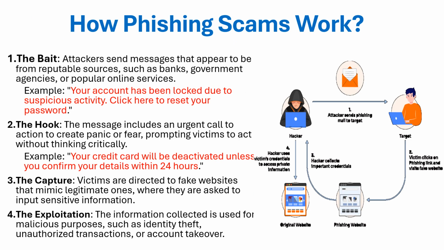Let's explain how phishing scams work. In the first step, the attacker or cyber criminal sends a message that appears to be from a reputable source. I mean, when you see the message, you believe it is the original one. For example, it comes from banks, government agencies, or a popular online service like e-commerce.